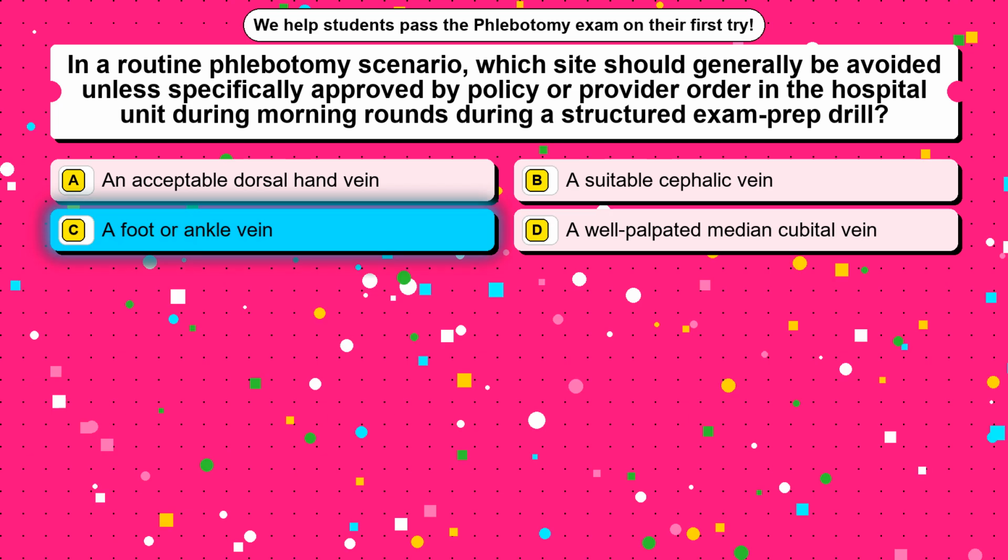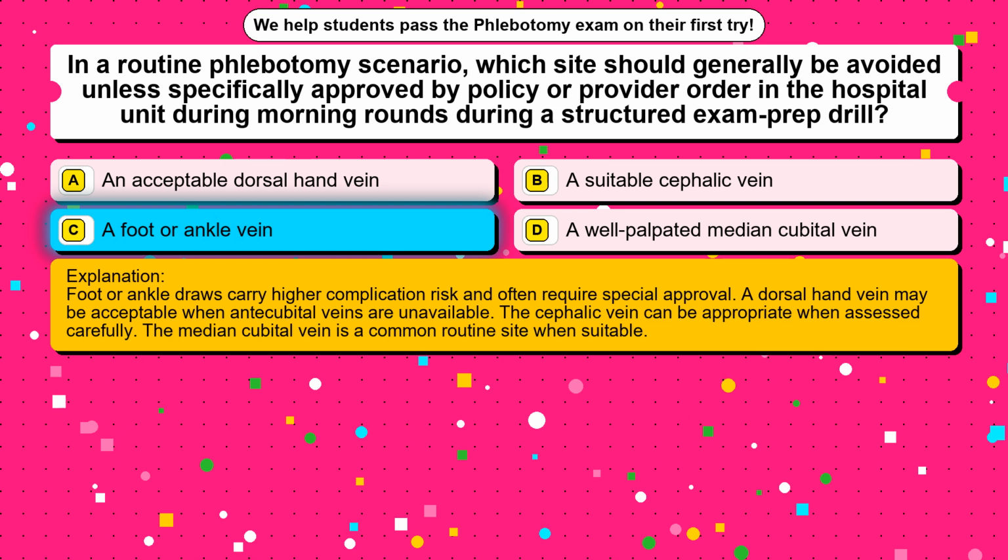The correct answer is option C. A foot or ankle vein. Foot or ankle draws carry higher complication risk and often require special approval. A dorsal hand vein may be acceptable when antecubital veins are unavailable. The cephalic vein can be appropriate when assessed carefully. The median cubital vein is a common routine site when suitable.